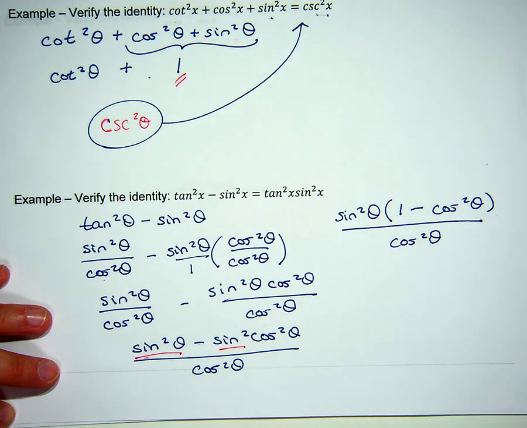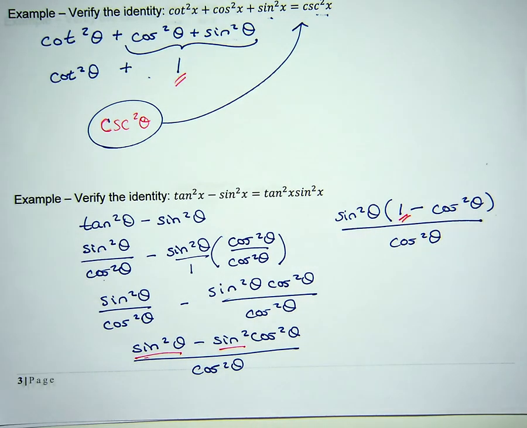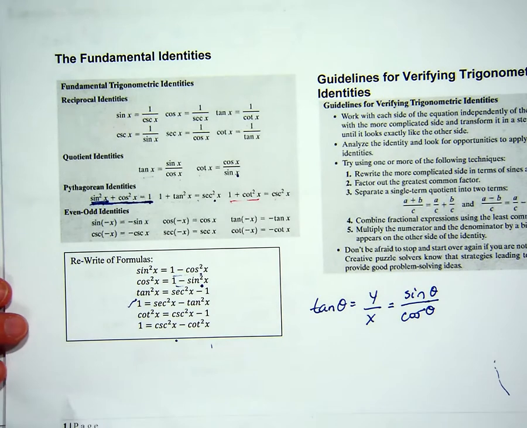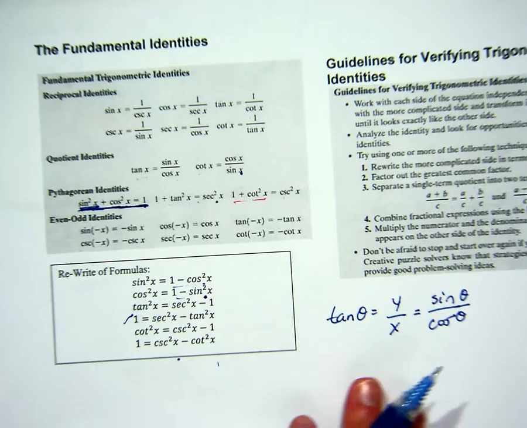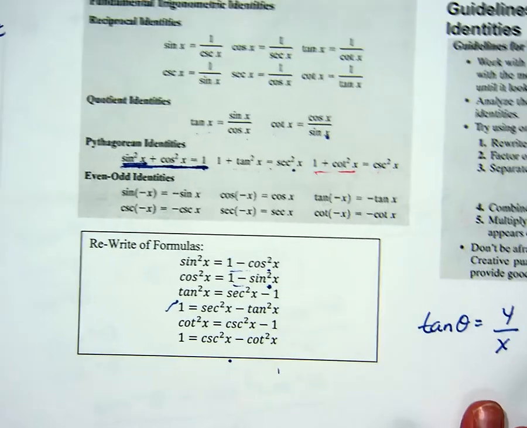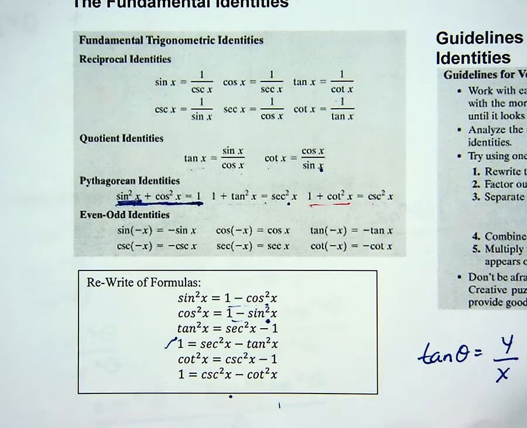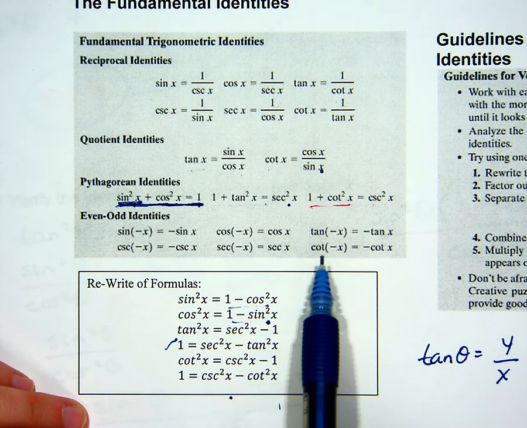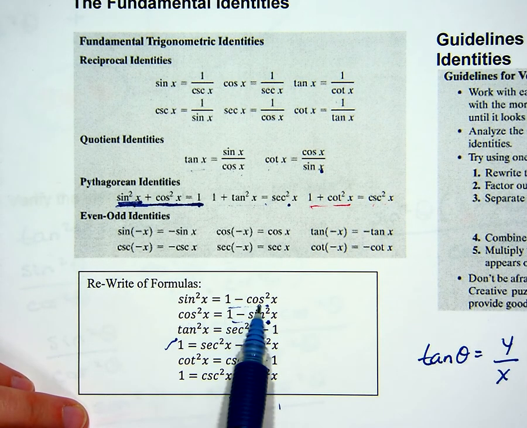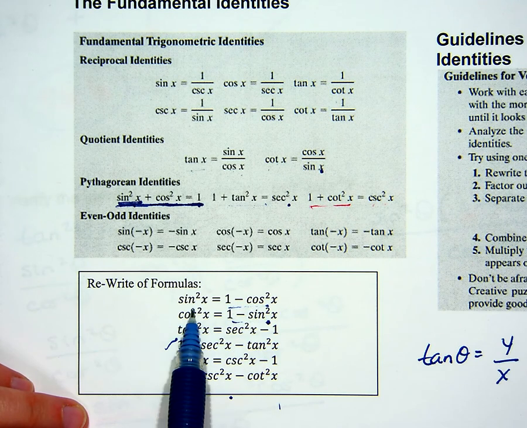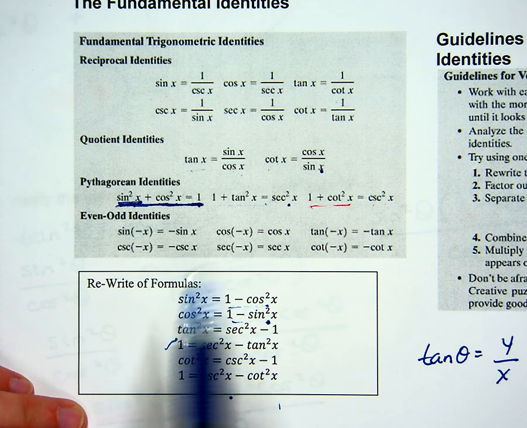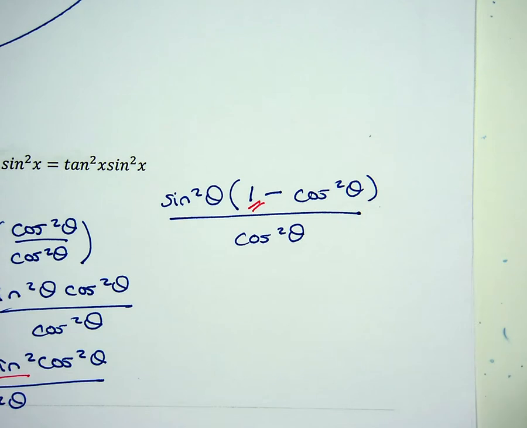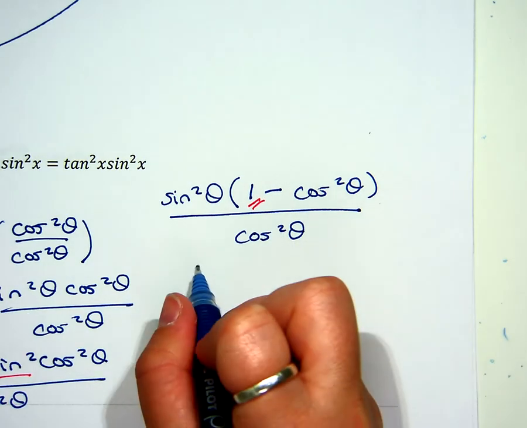Well, there's a 1 here. What is 1? 1 is special. So let's go see. 1 minus cosine squared. I'm going to zoom in on these so you can see them just a little bit better. 1 minus cosine squared. Oh, there it is. 1 minus cosine squared is sine squared. Oh, okay. So that means that 1 minus cosine squared is sine squared.